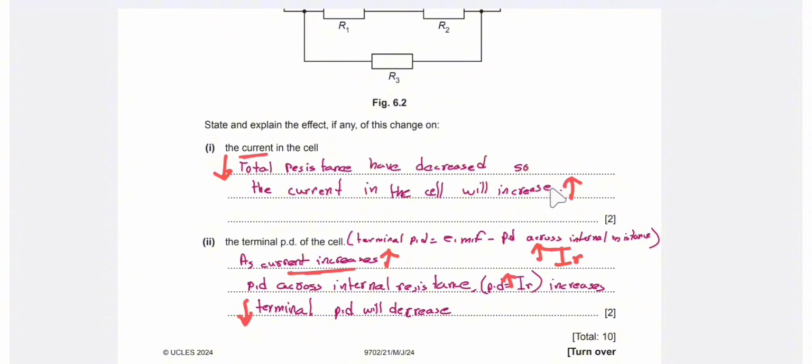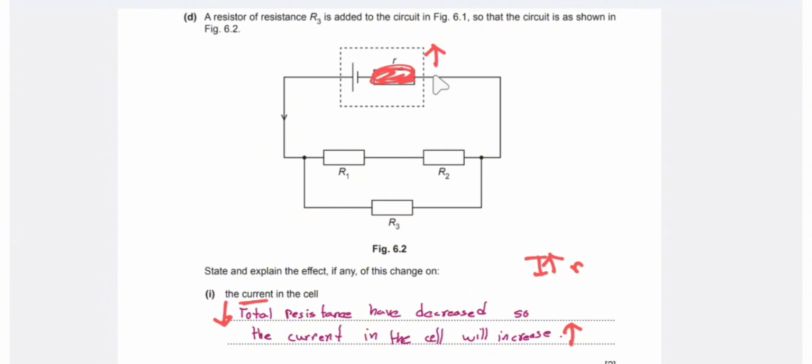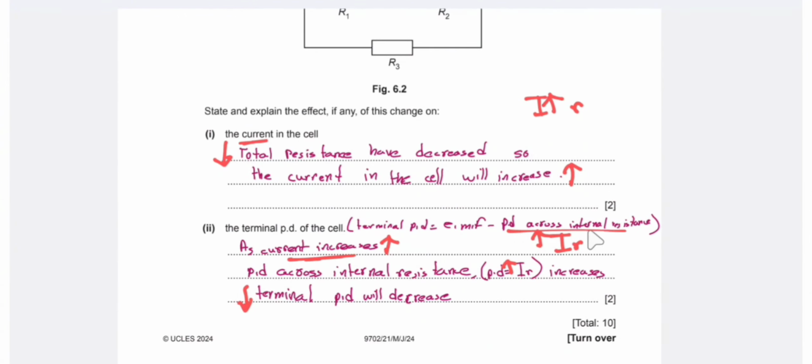As current increases, Ir increases. Since the resistance of the internal resistor is the same, the potential difference across the internal resistance increases. So EMF minus the potential difference is the terminal potential difference, which must decrease. So as current increases, the potential difference across the internal resistance increases, and so the terminal potential difference decreases.